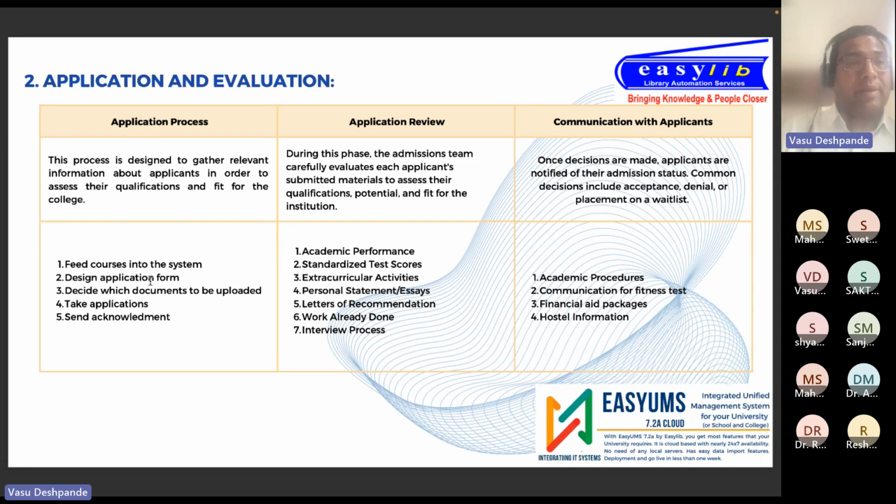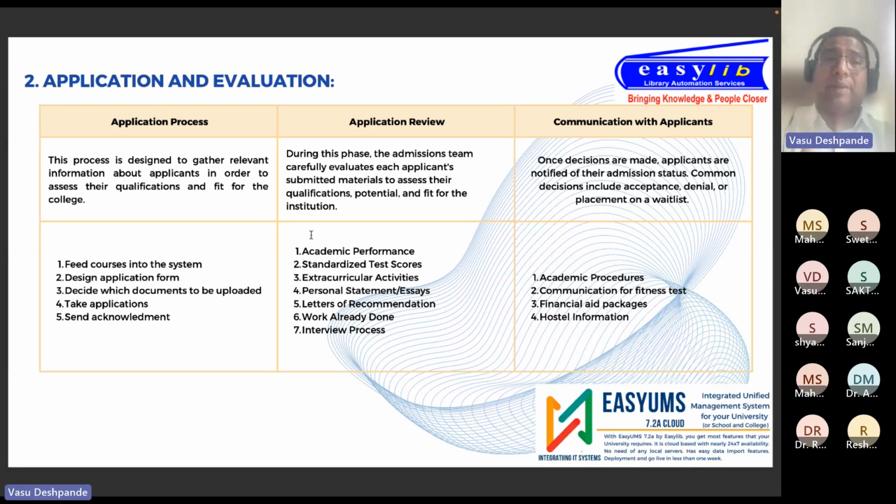You also design the application form and you decide what is the application layout, what documents you want. All of this is done from your end. And from the students' end, they do the applications over here. Again, once they fill the application, you send them an acknowledgement. So that is the first part, application process.